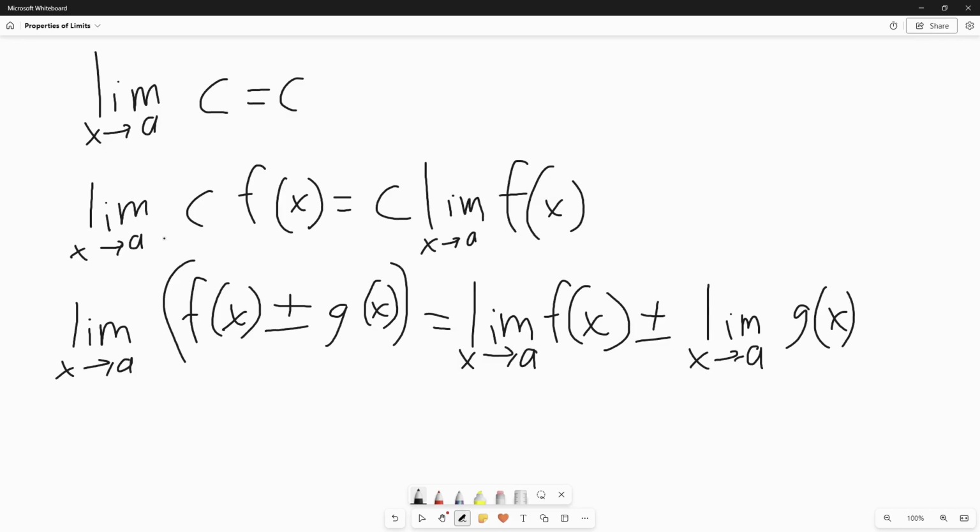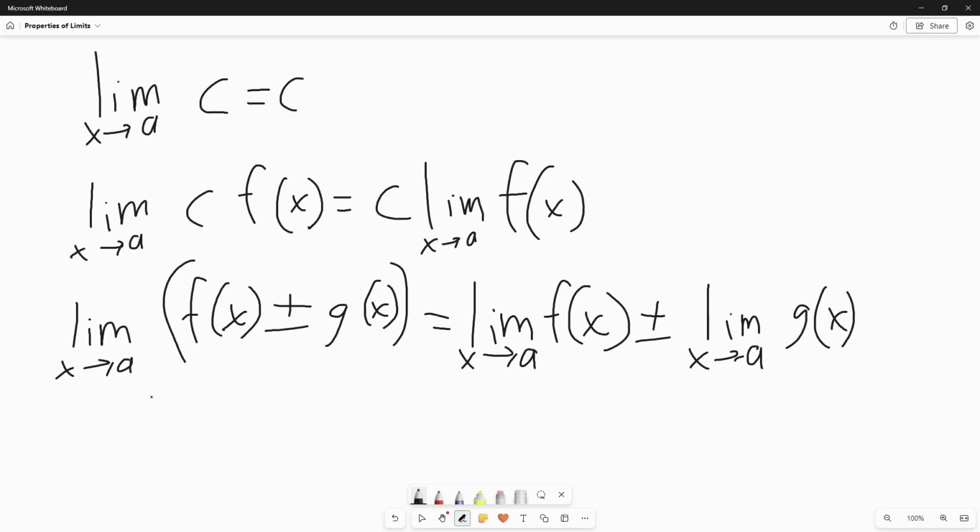Next rule is the limit as x approaches a of a constant times a function, like 10 times x squared or whatever. That's just the constant multiplied by the limit as x approaches a of that function.